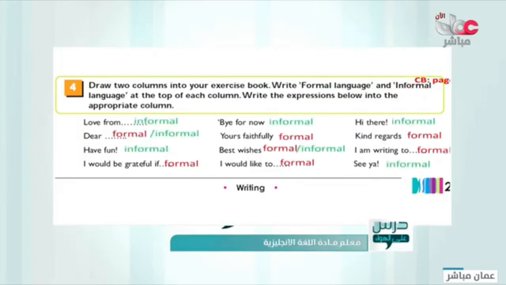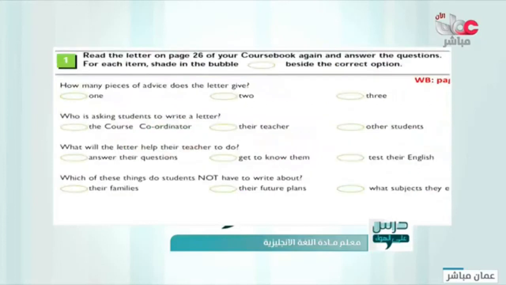Of course, as you can see, love from, it is informal. Dear, it could be formal and informal also. Have fun, it is an informal one. I'd be grateful if, it is a formal one. Bye for now, it is informal. Yours faithfully, it is really formal. Best wishes, it could be formal and informal at the same time. I'd like to, it is really formal. Hi there, it is informal. Kind regards, it is formal. I am waiting to, it is formal. While see ya, it is not formal. These are some of the things that you have to do.